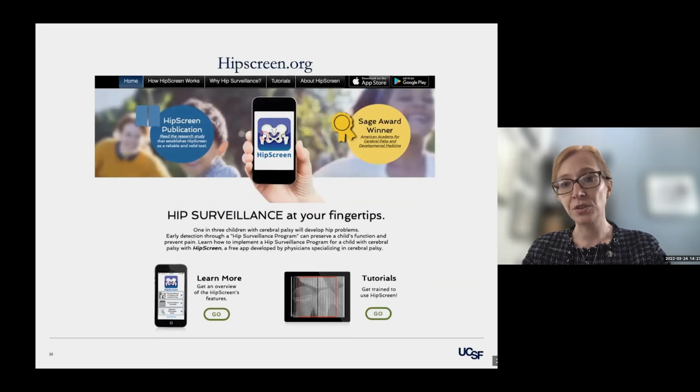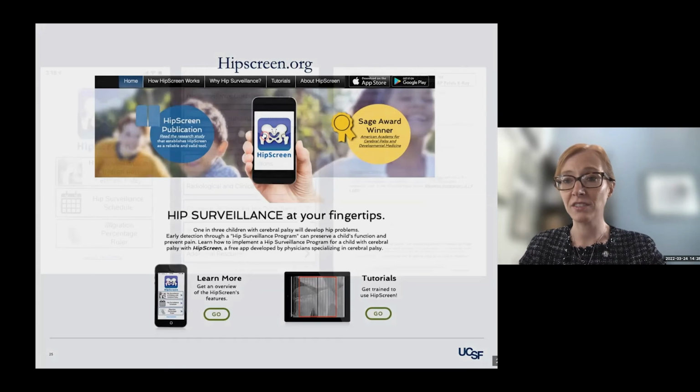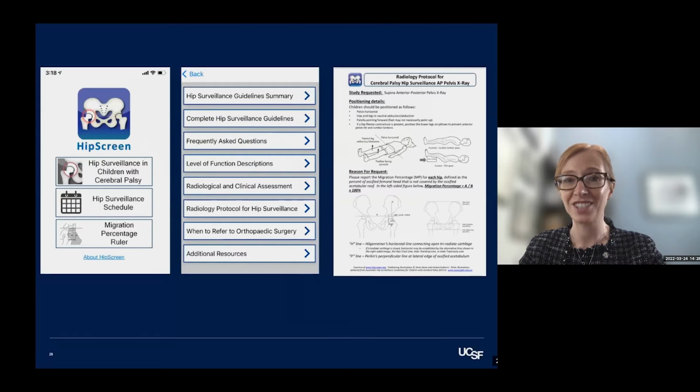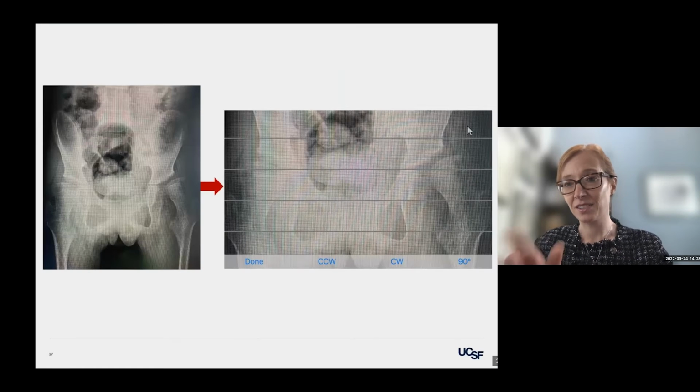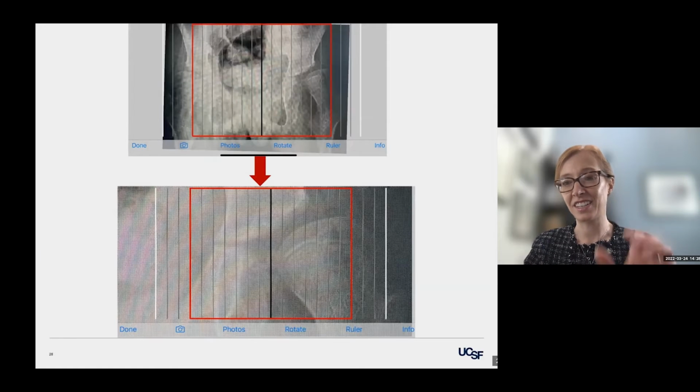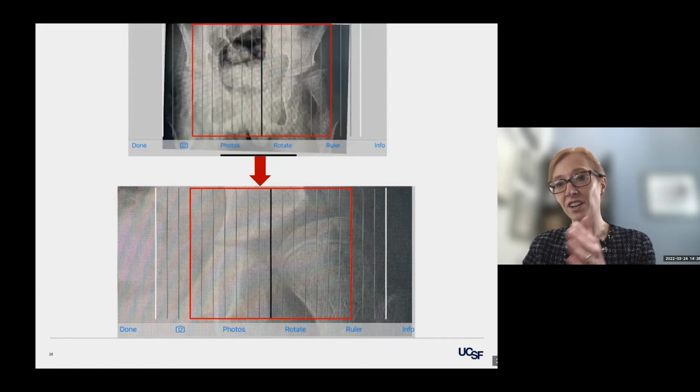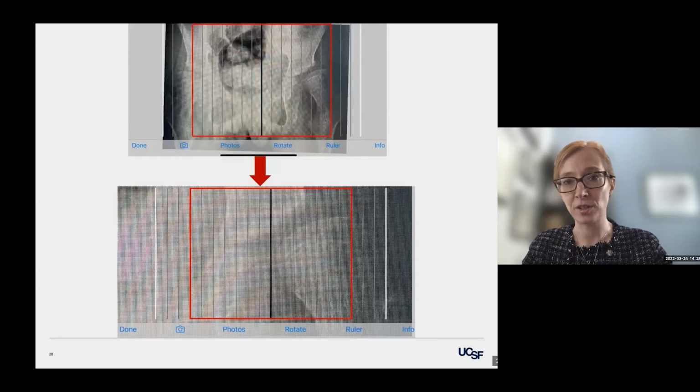There are certain tools you can download on your cell phone to look at x-rays and help you quantify a migration percentage. This is just an example of this hip screen app that allows you basically to take a picture on your phone, line it up, and then you can get a good sense of the migration percentage of this hip.